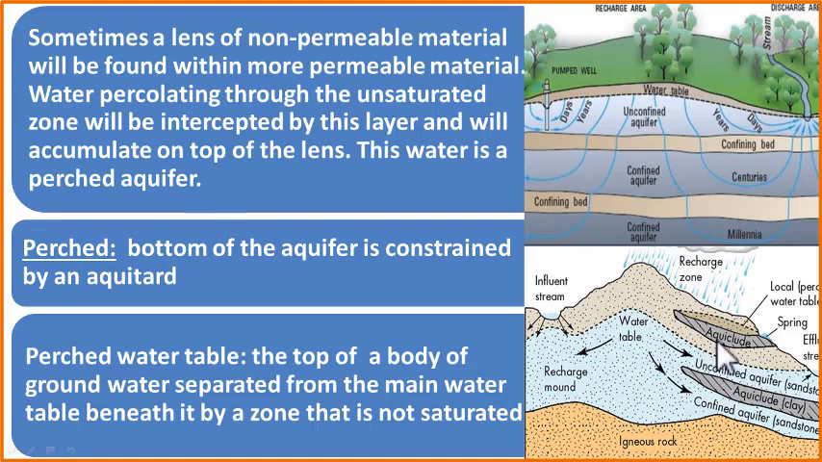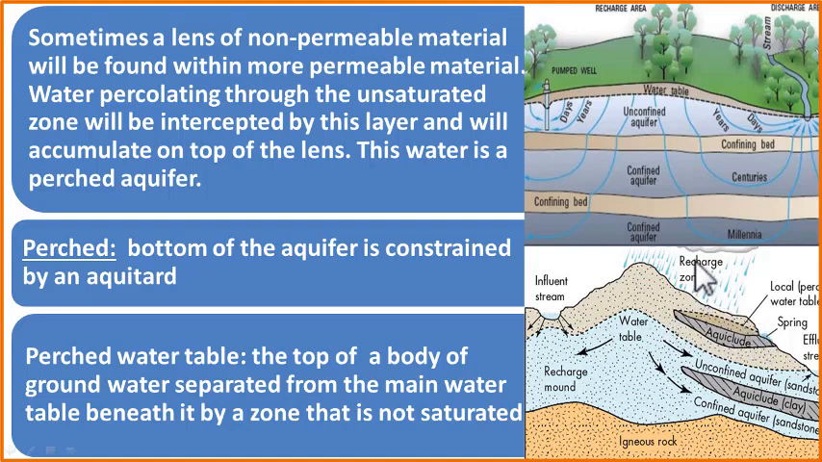Sometimes a lens of non-permeable material will be found within the more permeable material. The water percolating through the unsaturated zone will be intercepted by this layer and will accumulate on top of it. This water is known as the first aquifer. The top water bearing body of this aquifer is separated by some impervious material.